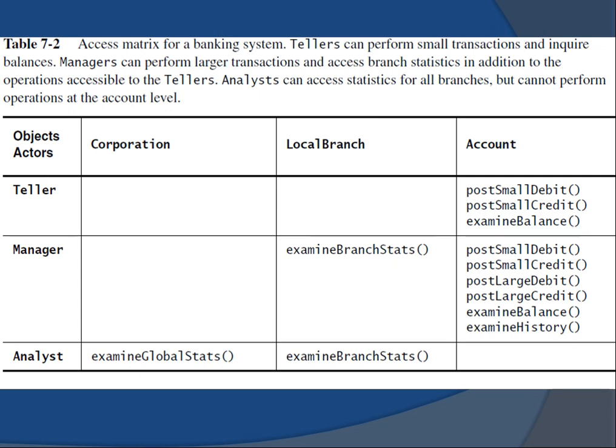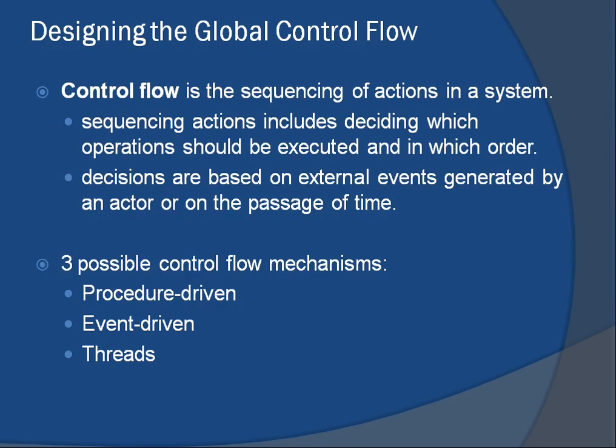Now if we look at the analyst, the analyst can access statistics for all of the branches but cannot perform operations on the account level. Here in this table you can see that the operations over the account cannot be done by the analyst, whereas the analyst has access to look at the statistics over all of the branches of that particular bank, other than examining the branch statistics. I hope you have understood this example nicely.